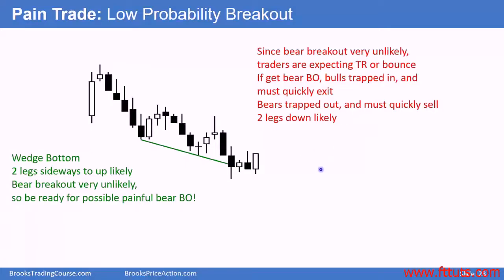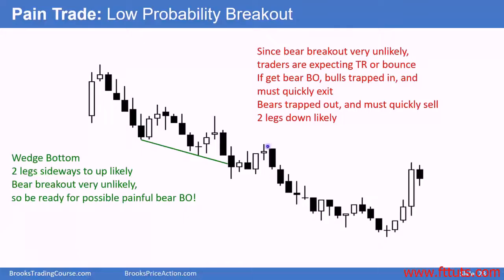If they get the bear breakout, then the bulls who are buying, expecting the bounce up to these lower highs, are trapped in, and they have to exit quickly. And the bears are trapped out. The bears want to sell up here at these lower highs. They're not expecting it to go down. They see the wedge. They expect 2 legs up. So both bulls and bears are expecting the market to go up.